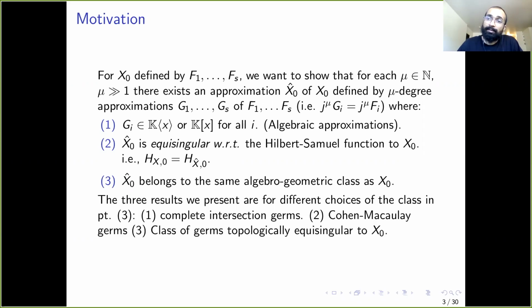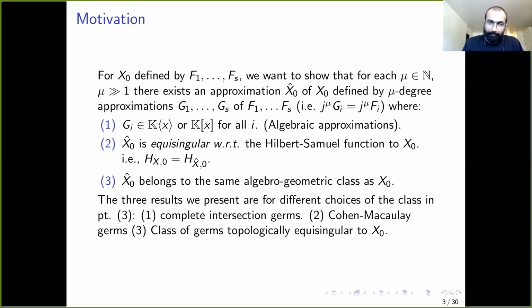The three results that I'm going to talk about today correspond to three different choices for this class in point number three. The first is the class of complete intersection germs. That is, we want X hat 0 to be a complete intersection germ if X0 is a complete intersection germ. The second is the class of Cohen-Macaulay germs. And the third is the class of germs that are topologically equisingular to X0. That is, they have the same topological type as X0 under some homeomorphism germ at the origin. Now, the case that I will primarily focus on is the second case, the case for Cohen-Macaulay germs. And the reason for this is that it illustrates the proof technique that I used in the best way possible.